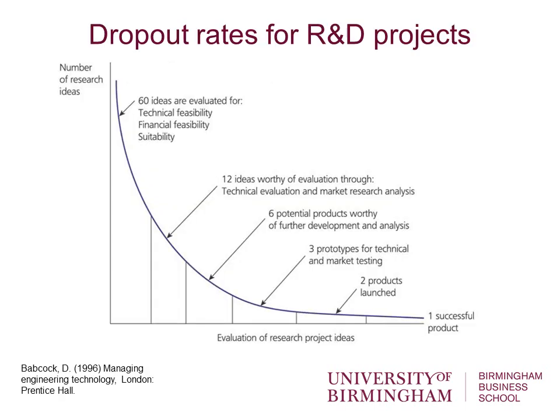Okay, this is a model or a kind of bit of research from Babcock's book on managing engineering technology. You can see that reference down there in the corner. Essentially what he said was that if you start with 60 ideas at the very early stages, realistically you'll only end up getting one successful product out of those 60 ideas. So you can scale it up, 600 ideas, maybe 10 successful products or services, and so on.